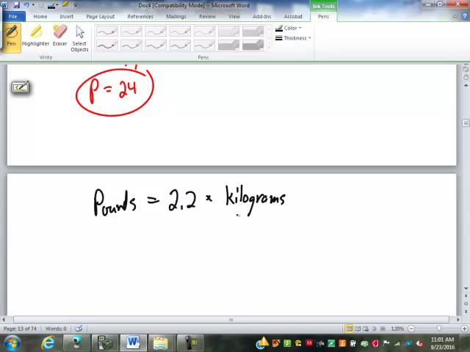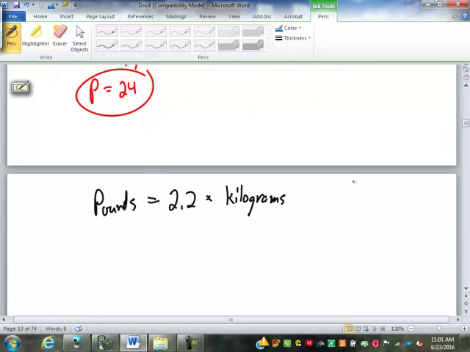Might look like this. The formulas don't necessarily have to be set up with just a single letter for the variable. You can have whole words. Often it makes more sense to have the whole words written out. Pounds is equal to 2.2 times kilograms.